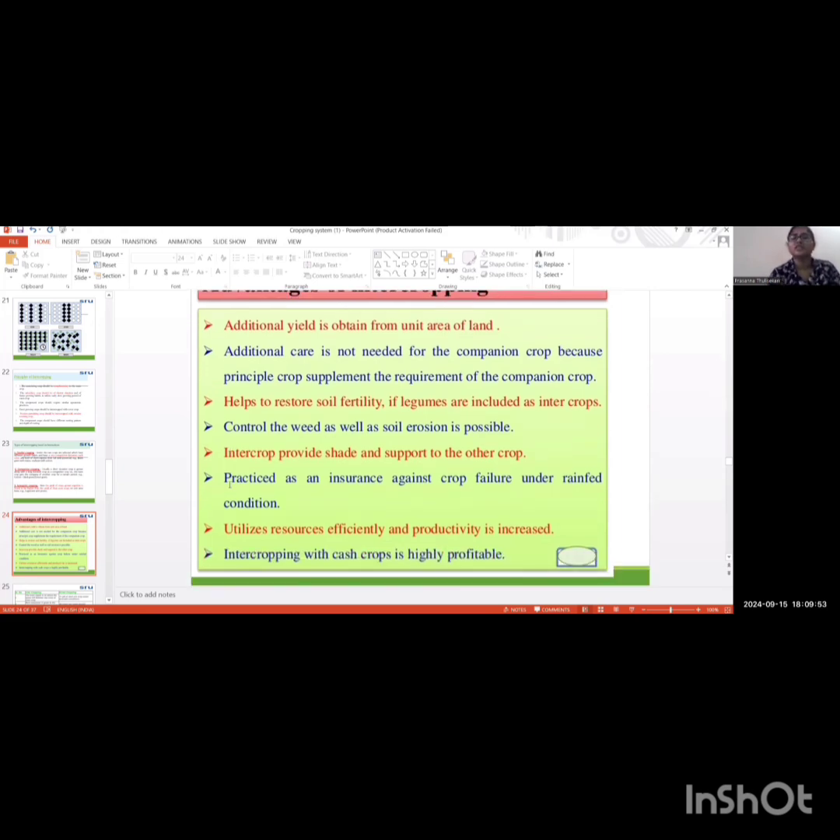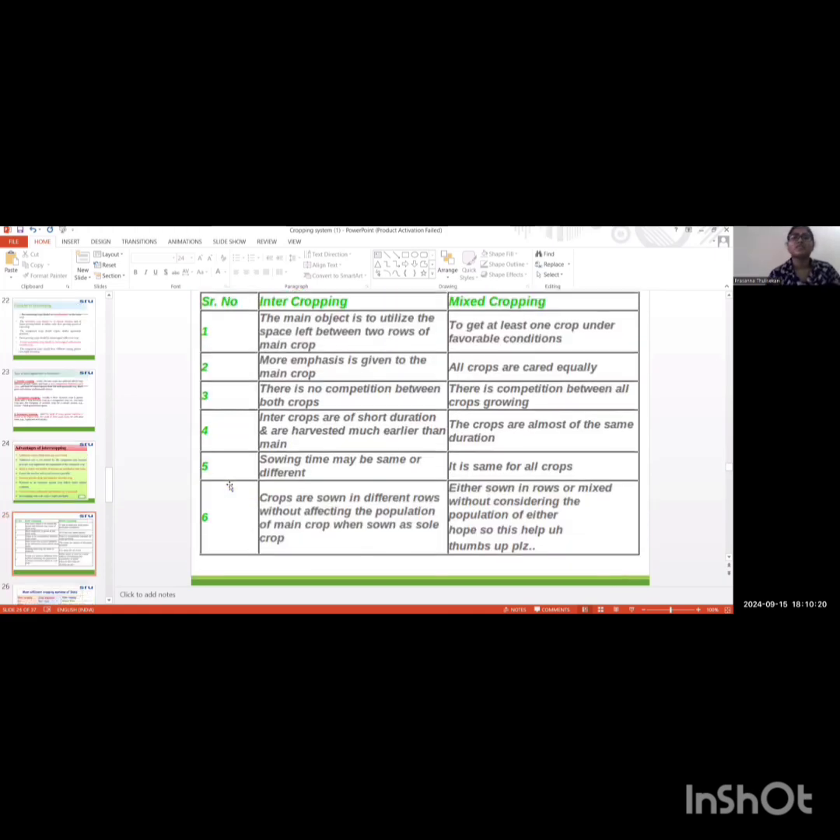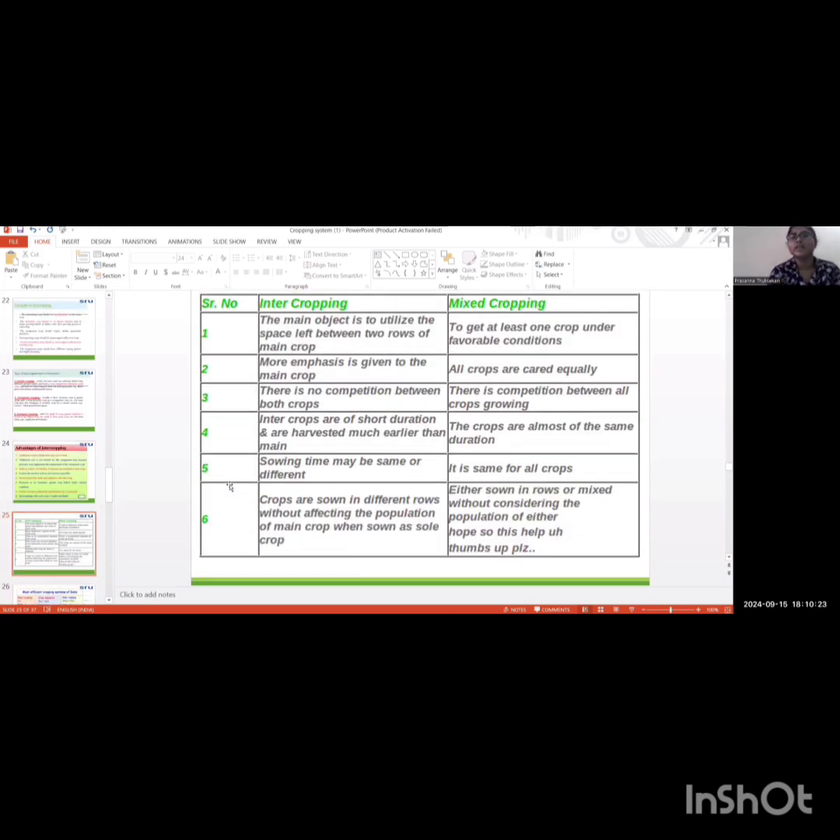Next, it utilizes resources efficiently and productivity is increased. So if you grow two or more crops in the same land, resources can be used efficiently and along with that the productivity. So intercropping with cash crops is highly profitable. Cash crops like cotton or sugarcane, profits are more. Next, what are the differences between intercropping and mixed cropping. So the main objective is to utilize the space left between two rows of the main crop. That is the main objective of intercropping.